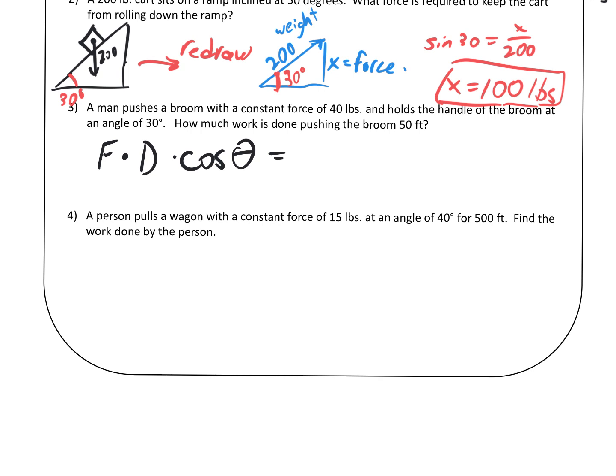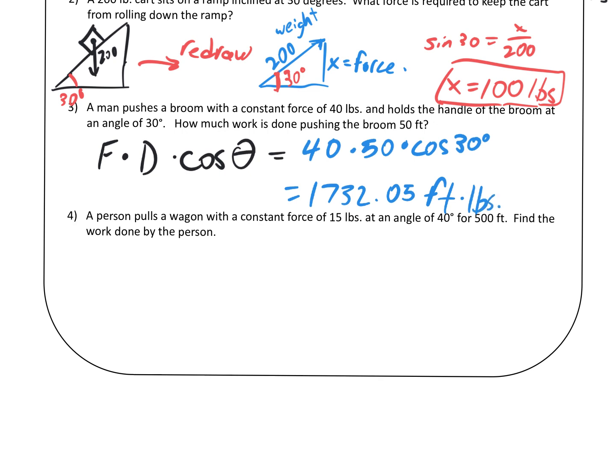From here, I'm going to plug this in. We have 40 pounds of force times 50 feet of distance times cosine 30 degrees. If you plug that in your calculator, it'll give you 1732.05, and this is in foot pounds. Foot pounds being the number of feet you traveled against the pounds that you put into that. The cosine is adjusting for the fact that the force you were putting in was not actually all going into the work.